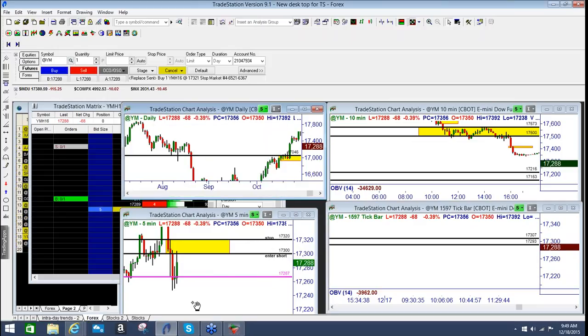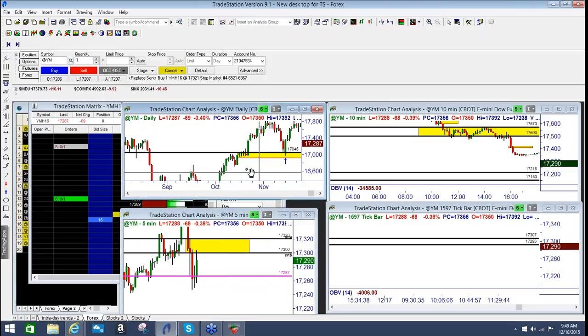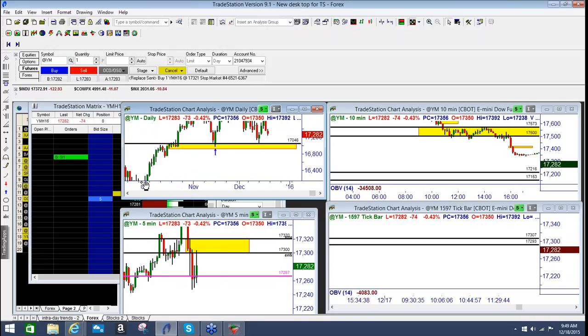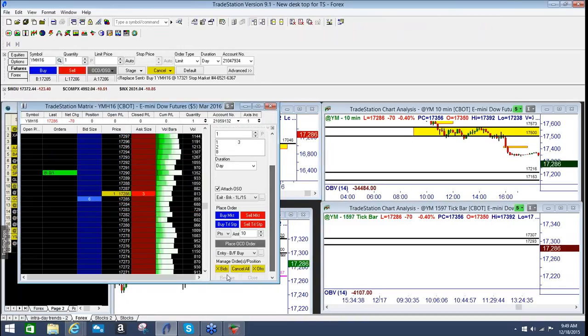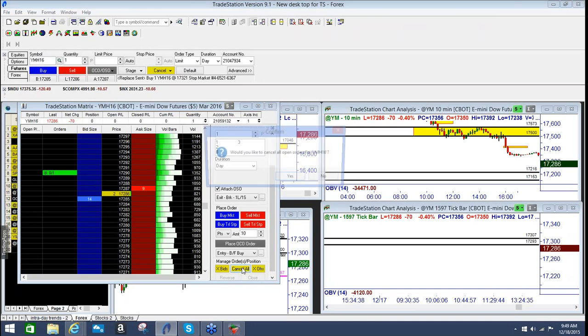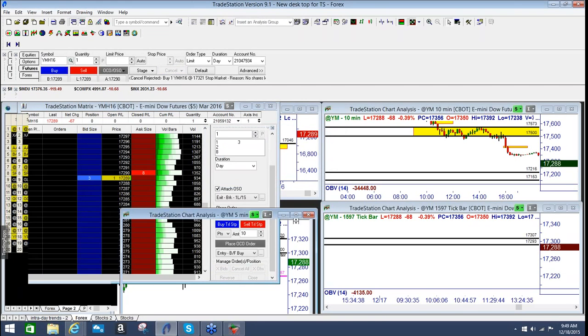All right, that trade hit. I set it up too late. Literally, as I was setting it up, it hit. I gotta cancel. It's already down 26. You son of a bitch. All right, so I didn't take that.